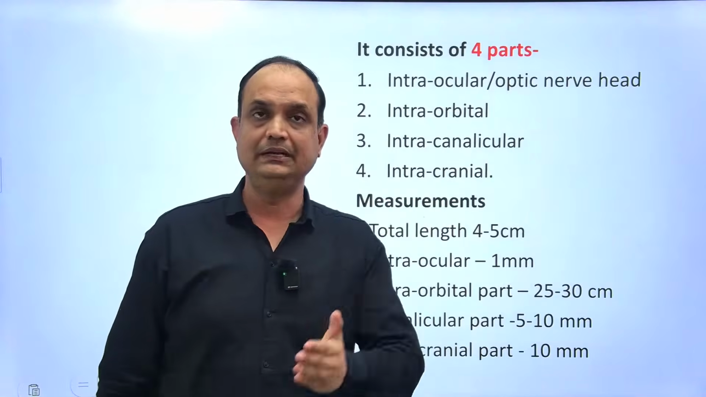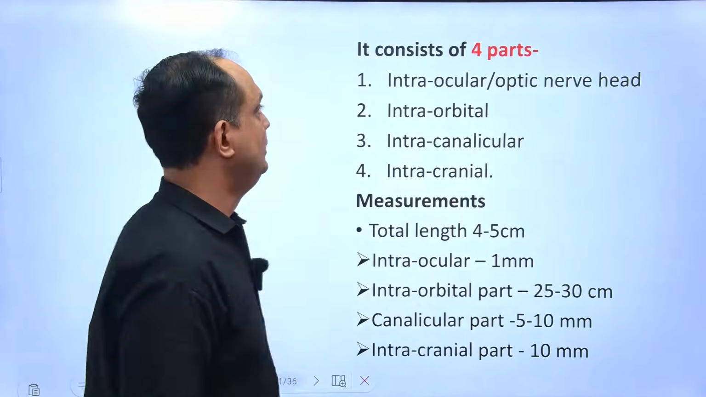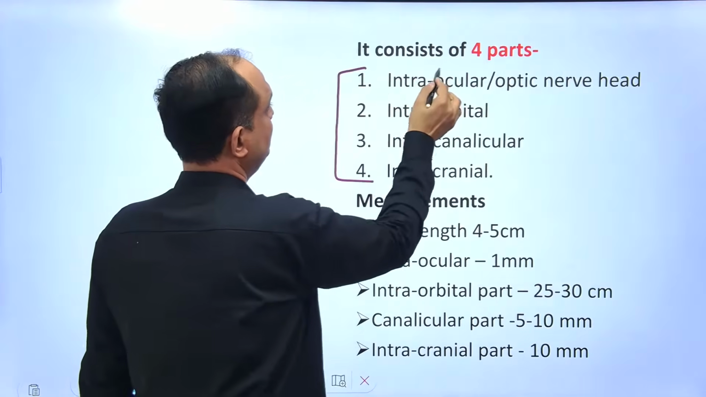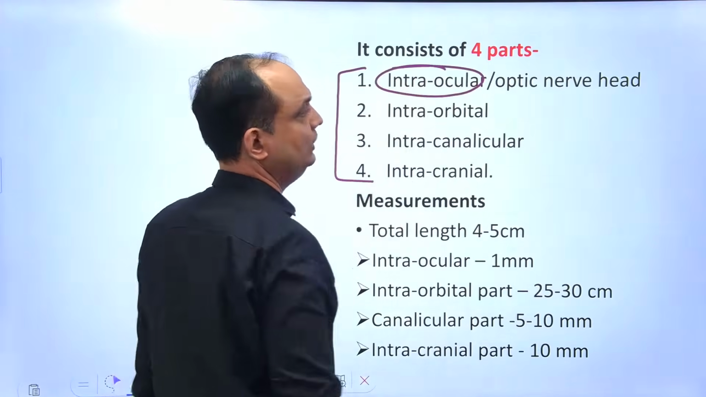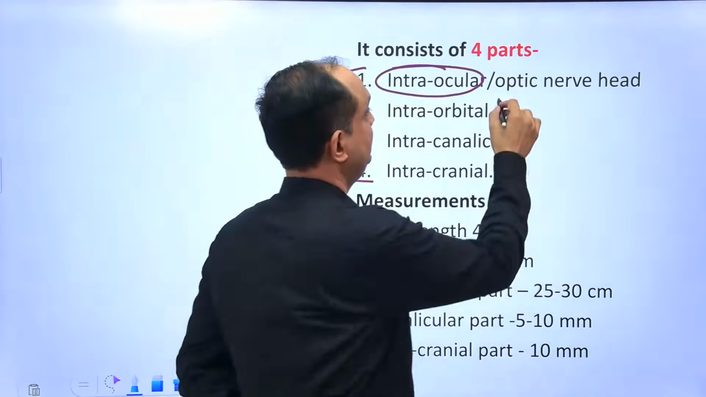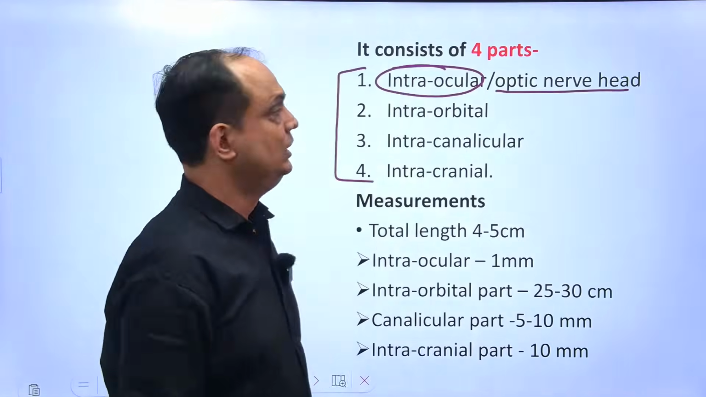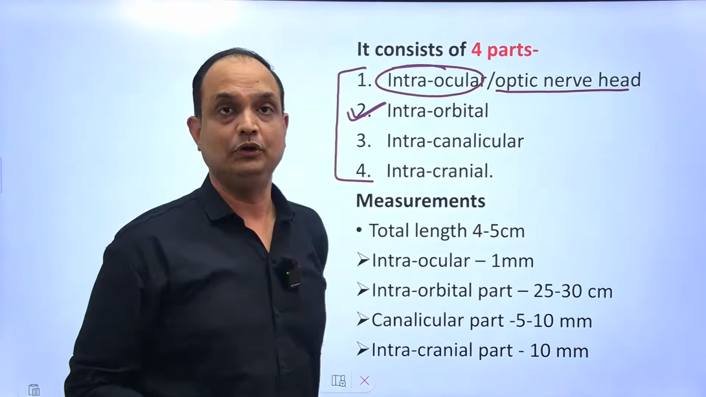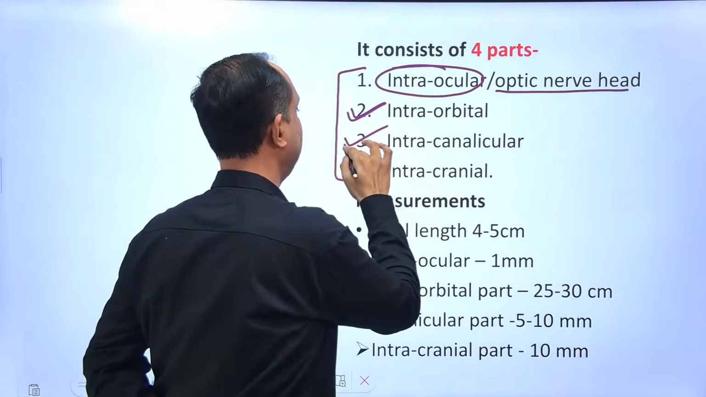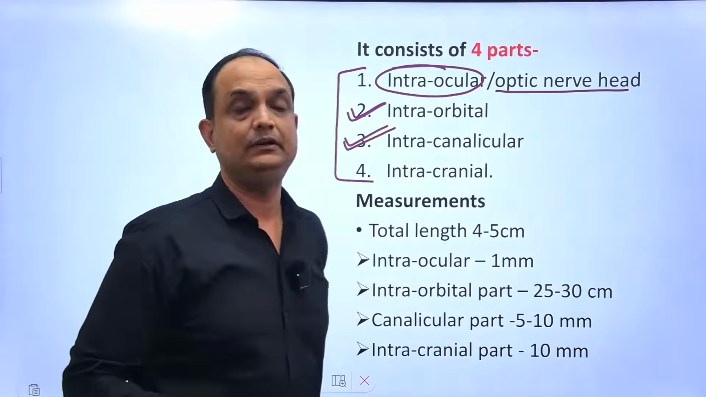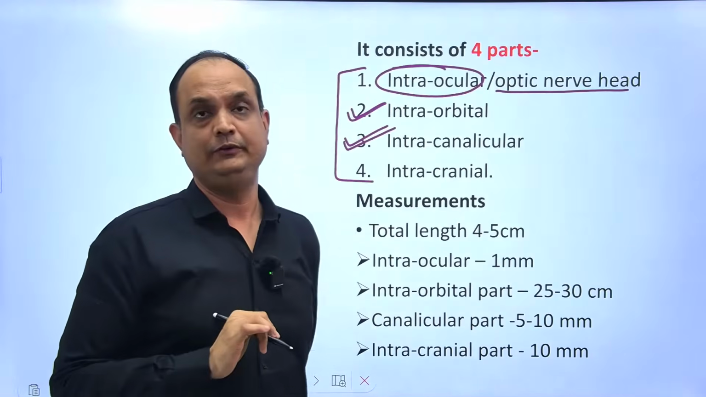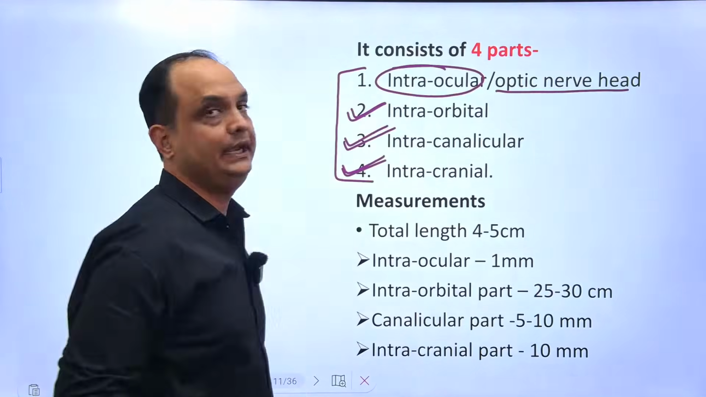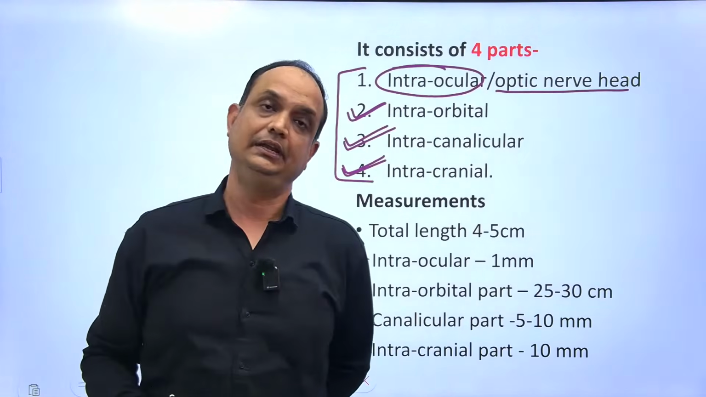When you see the passage of the optic nerve, we divide it into four components. One is the intraocular part, which is known as the optic nerve head. After that you have the intraorbital part, that means the part in the bony orbit. Then it passes through the optic canal, which is present in the lesser wing of sphenoid, known as the intracanalicular part, and lastly it enters the middle cranial fossa, known as the intracranial part.